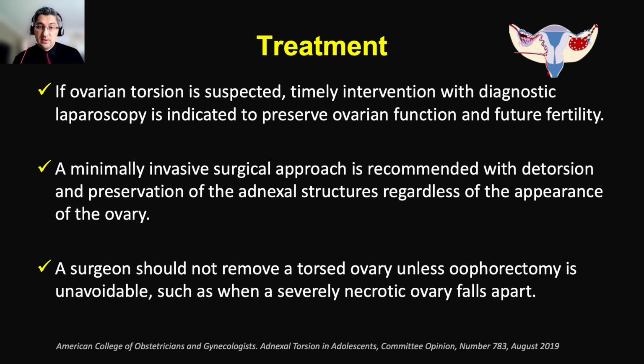A minimally invasive surgical approach is recommended with detorsion and preservation of adnexal structures, regardless of the appearance of the ovary. A surgeon should not remove a torsed ovary unless oophorectomy is unavoidable, such as when a severely necrotic ovary falls apart. In the past, they were removing the torsed ovary, but no, the current approach is to leave the ovary as much as possible.